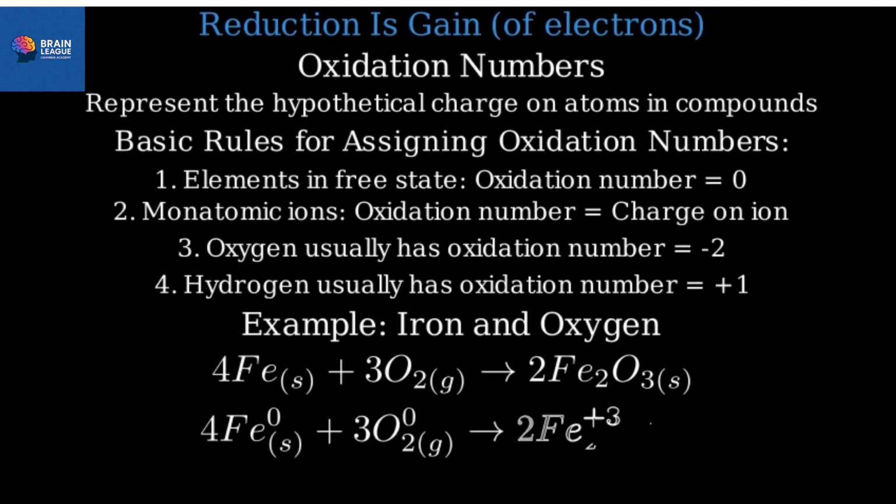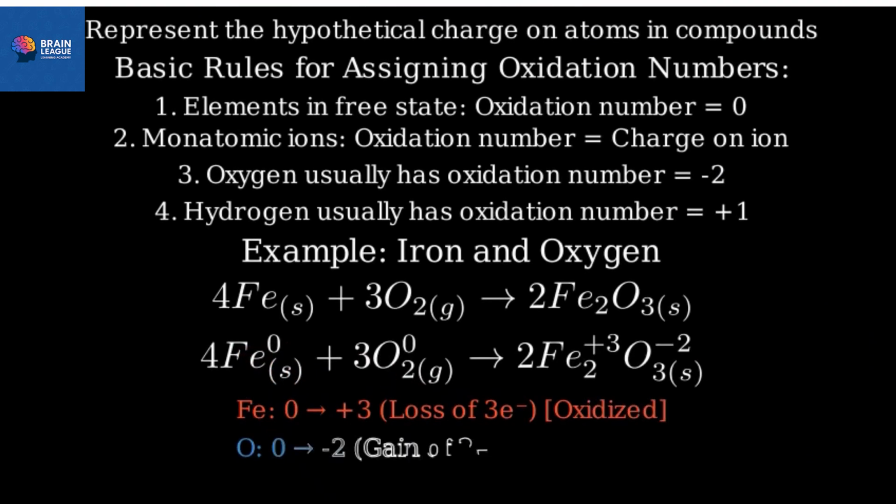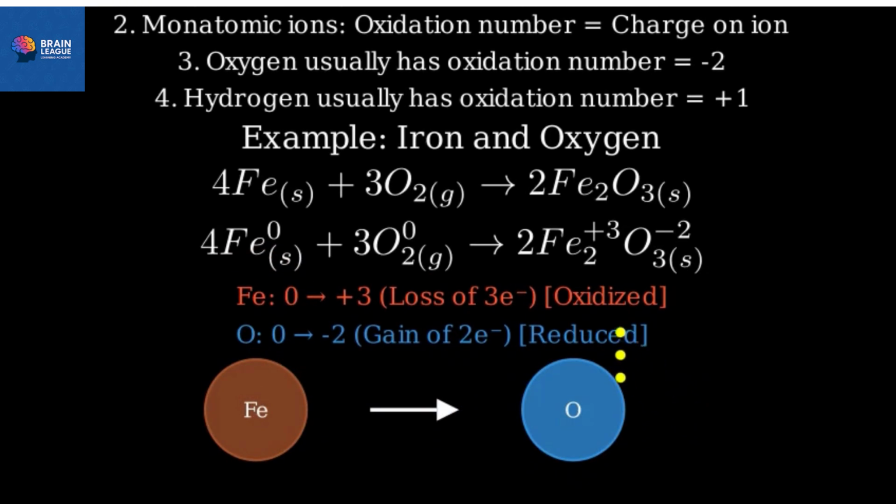Let's assign oxidation numbers. Iron starts with an oxidation number of 0 because it's in its elemental form, and ends with +3. Oxygen starts at 0 in O2 and ends with -2 in iron oxide. So iron loses 3 electrons, meaning it's oxidized, while oxygen gains 2 electrons, meaning it's reduced.